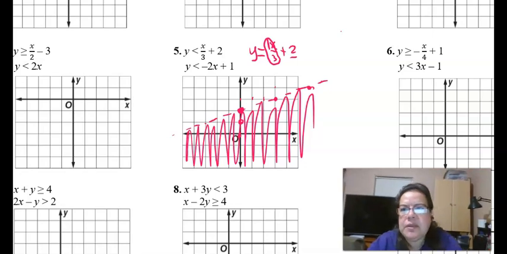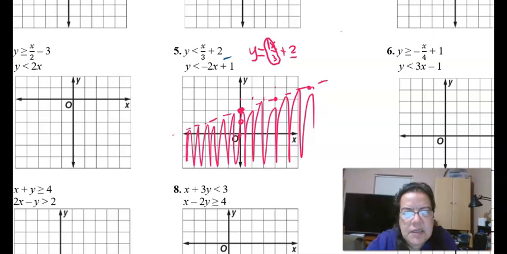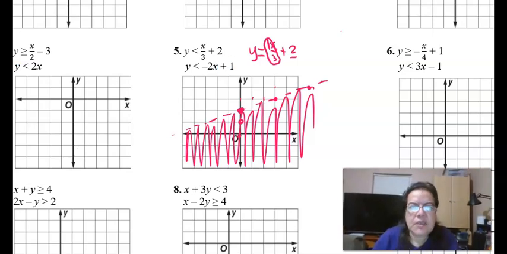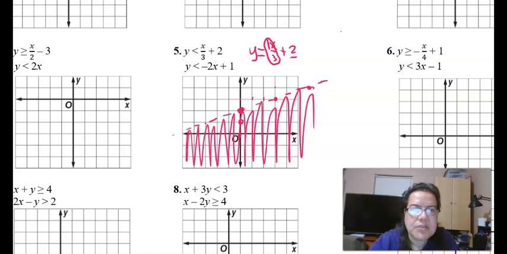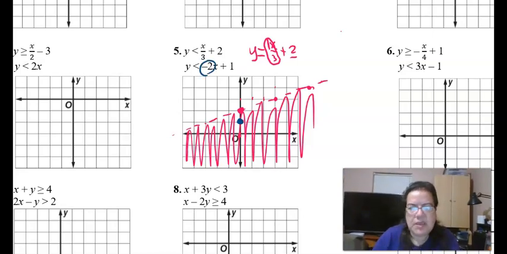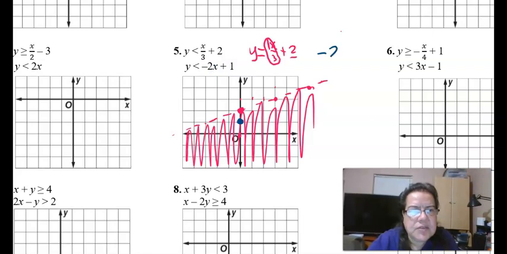Now let's graph the other one. For the other, let me choose a different color. To graph this, I see that my equation is going to have a y-intercept of 1. So we're looking at a y-intercept of 1 here. And my slope is interesting because it is -2, so I need to turn that into a fraction. So I'm not going to go up 2, I'm going to go down 2 because of that. So go down 2 over 1, down 2 over 1.